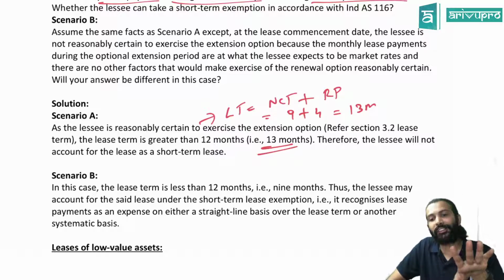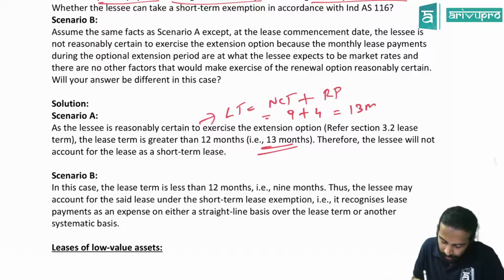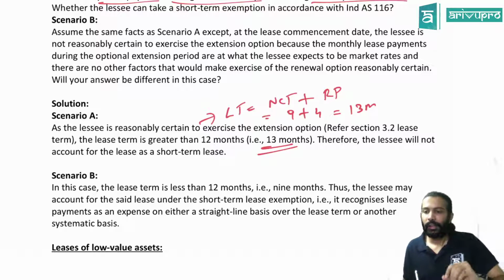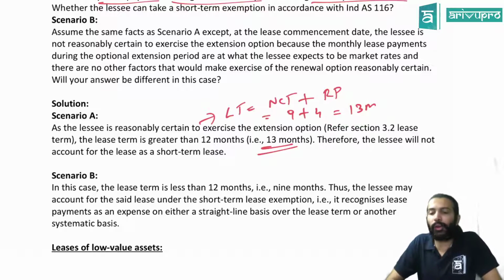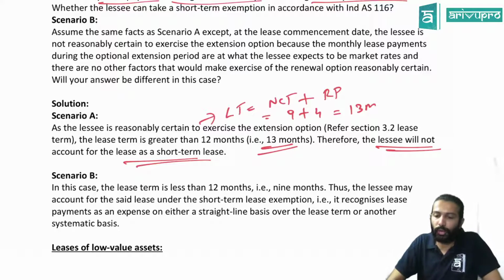If lessee is not reasonably sure, in this case, had they told lessee is not reasonably sure, then the lease term would have been only the non-cancelable term of 9 months. Fine? Yeah. But in this problem, he is reasonably sure to extend. Hence, lease term is 13 months. Okay, now you tell me, sir, whether it is a short-term lease. It is not. It is not a short-term lease because the lease term is greater than 12 months. Therefore, lessee will not account the lease as short-term lease. That is the conclusion. Manageable? Easy?